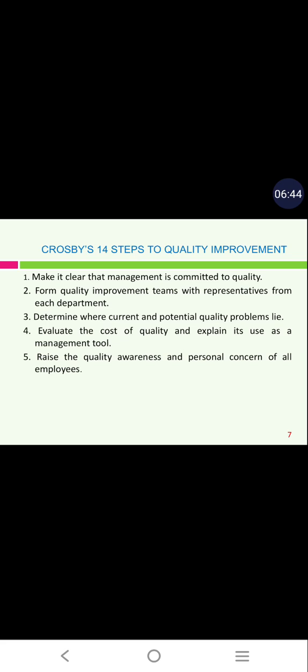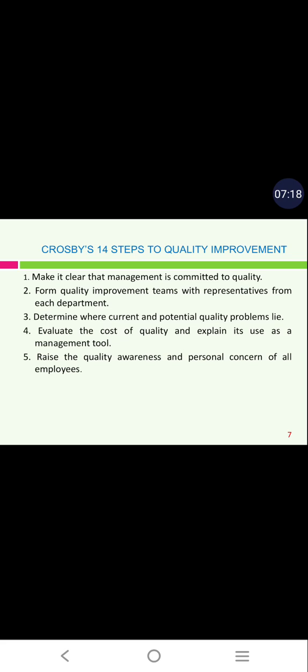So the third step is determine where current and potential quality problems lie. We need to identify where there is a problem in the quality or where the defects are occurring. So that part has to be identified and completely eliminated. So that is called determine where current and potential quality problems lie. Which area has problems related to quality, that area has to be identified.